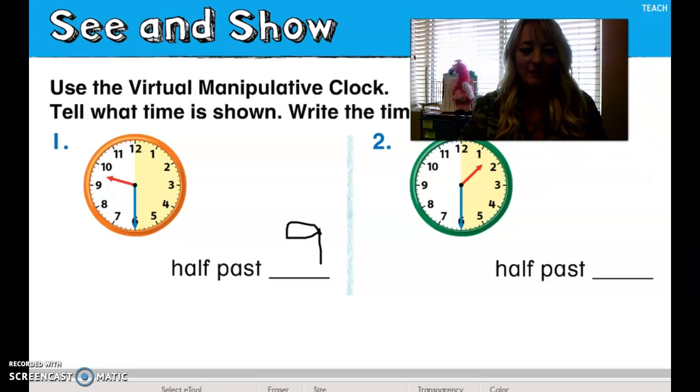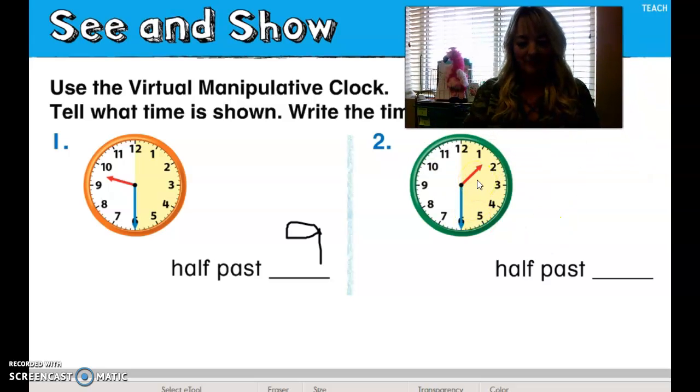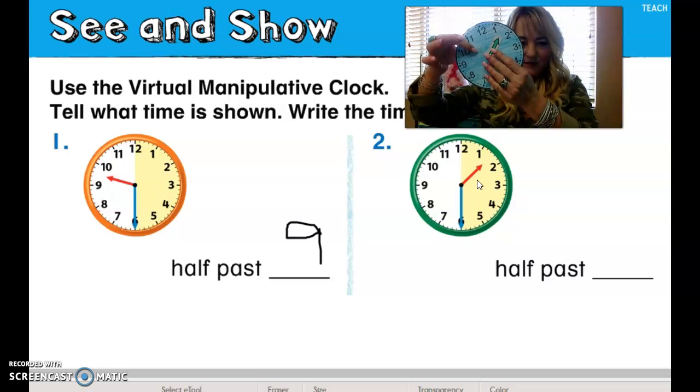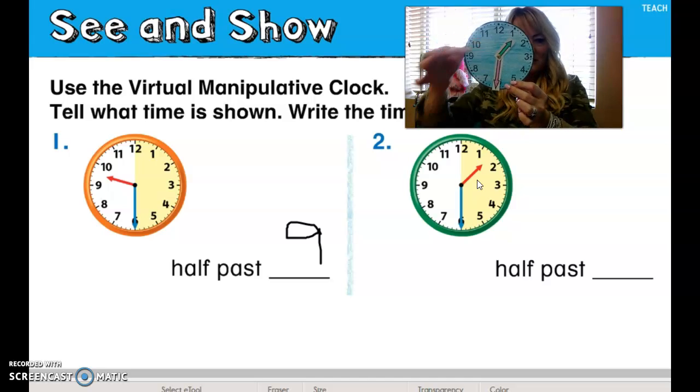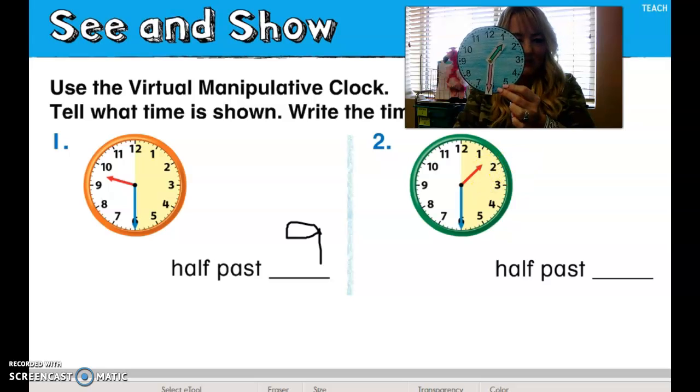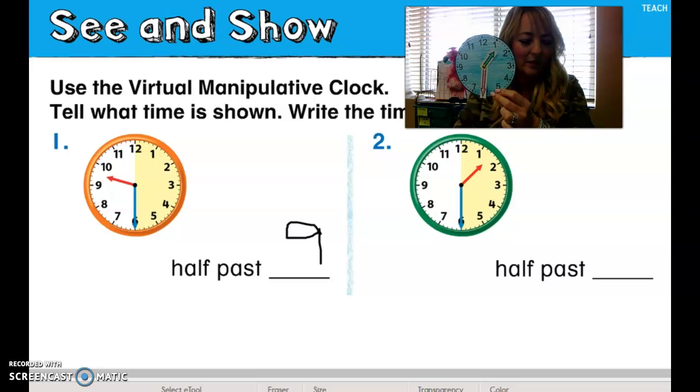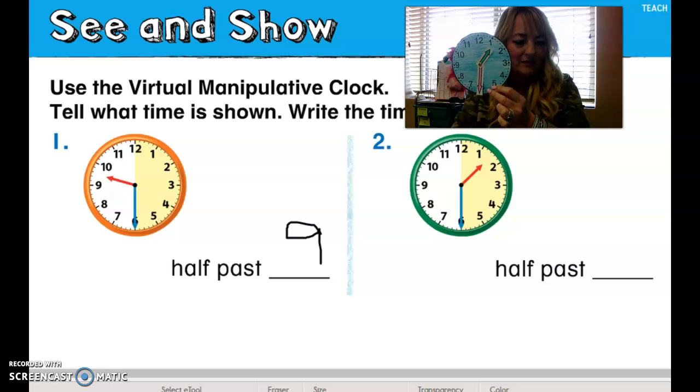Let's go to number 2 and move me out of the way. Here we have, let's do it on our little clock first, the hour hand between the 1 and the 2, and the minute hand again just straight down to the 6. So it is half past. Remember, we don't start saying 2 o'clock until we go past the 2 or right at the 2. So it is 1:30. We'd say half past 1.